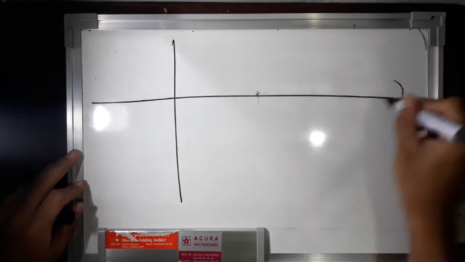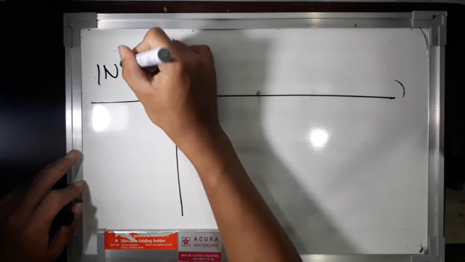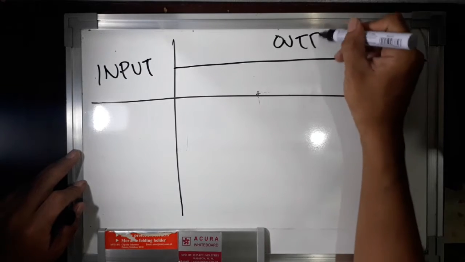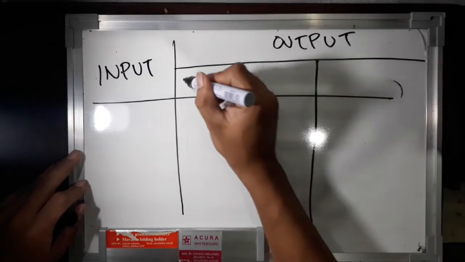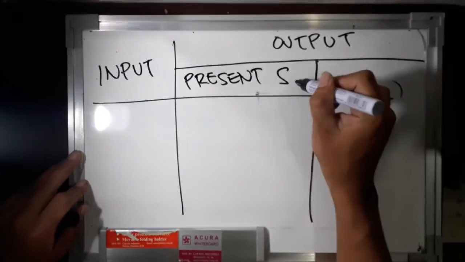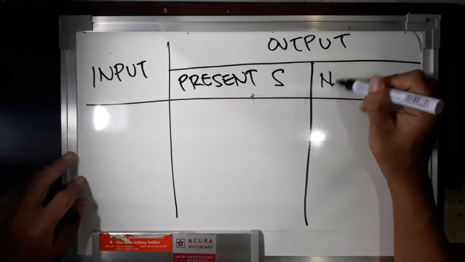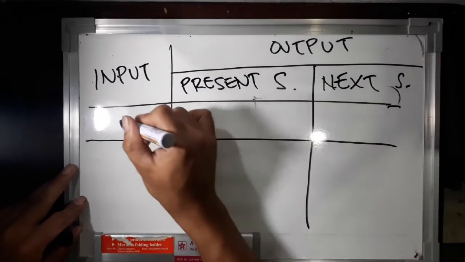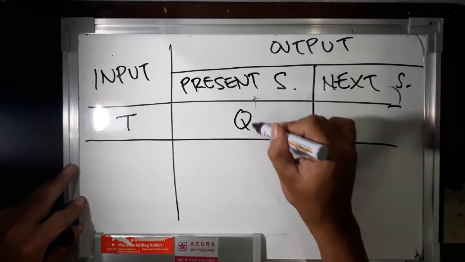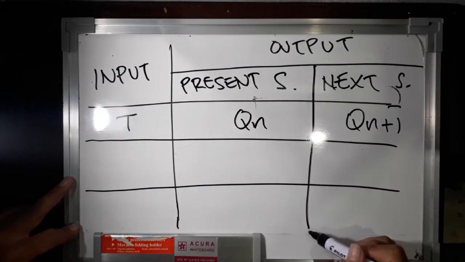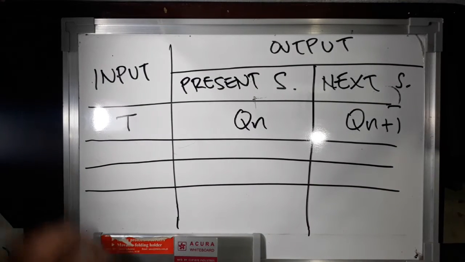And this is now the truth table. We have here the input, and the output is divided into two: the present state and the next state. We have here the T input, a Q_N and a Q next.